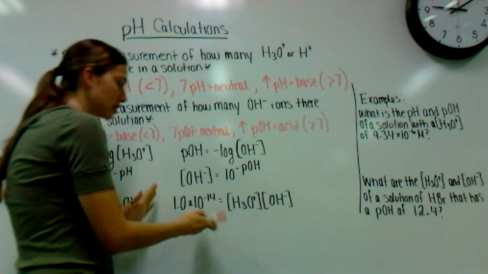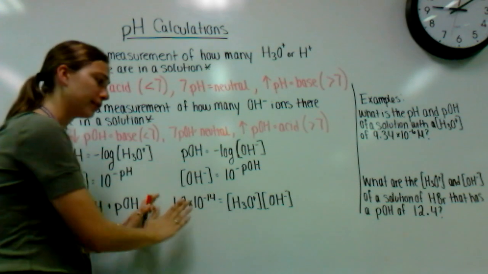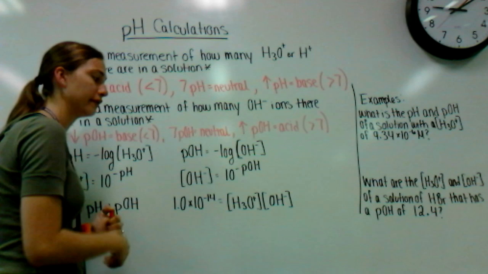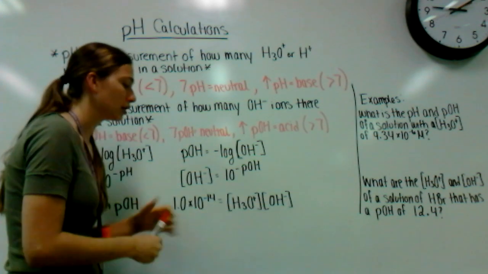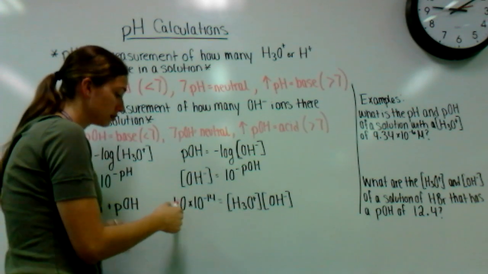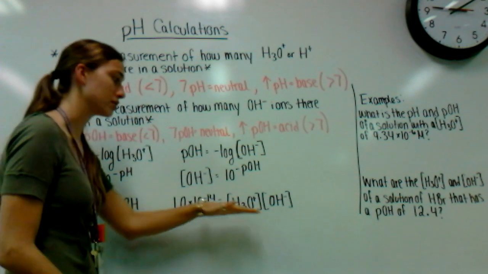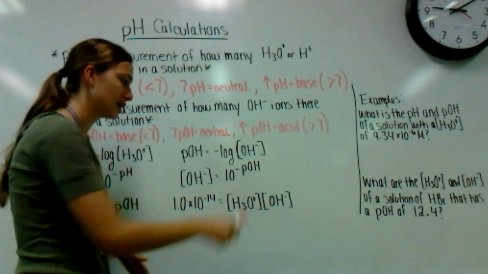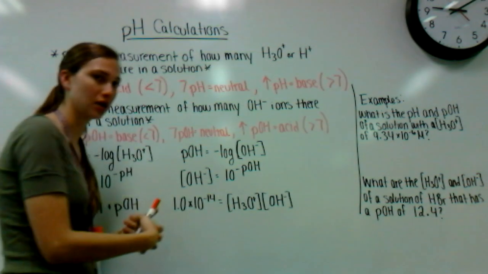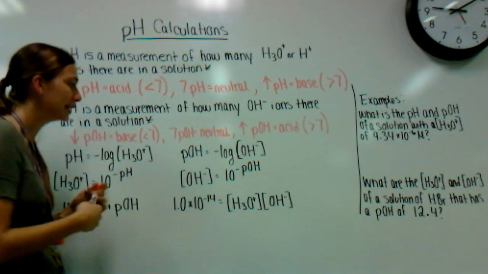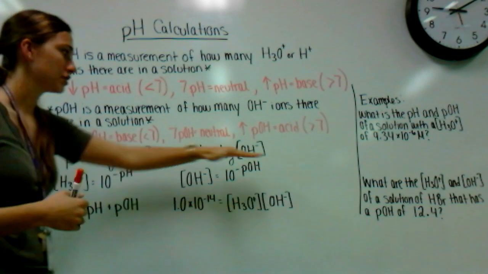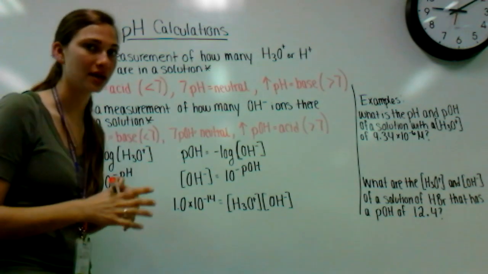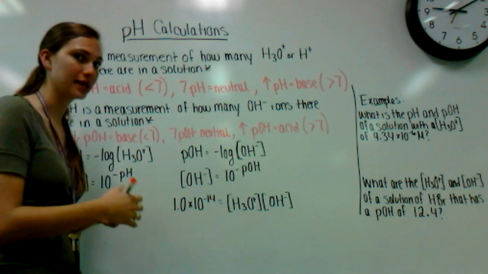Now, this is a more difficult equation, and you can completely avoid it if you'd like by using the other five. But if you would like, you could use 1 times 10 to the negative 14th is equal to the concentration of hydronium times the concentration of hydroxide. That's how hydronium and hydroxide are related. Here we have hydronium concentration and OH concentration. Those brackets mean concentration.